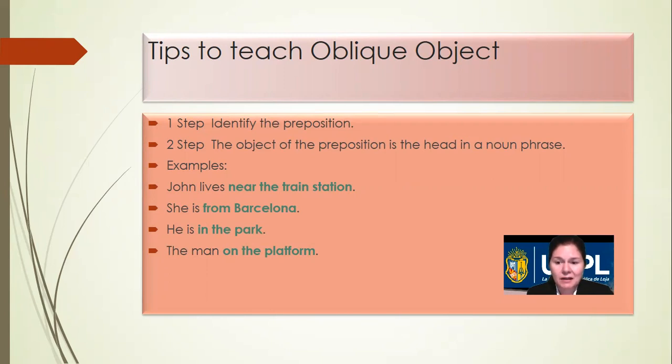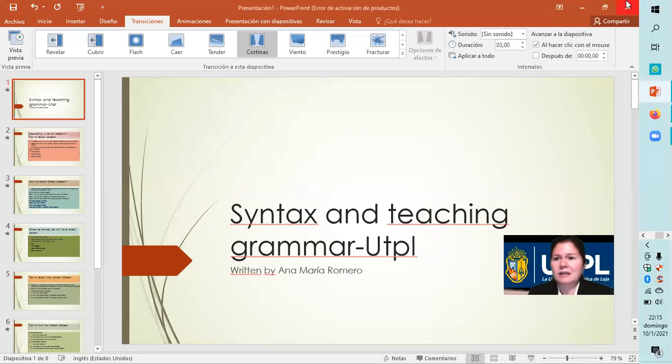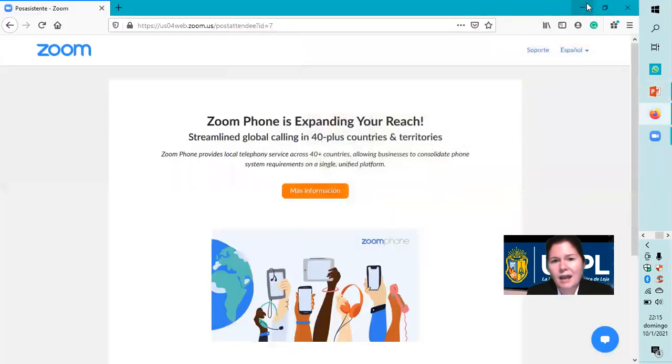Remember: direct object, indirect object, and oblique object. I hope you've got a clearer idea about this. Okay?